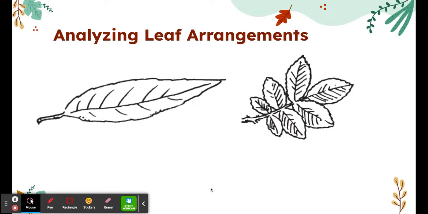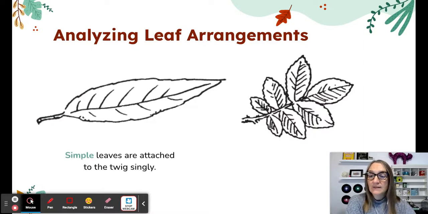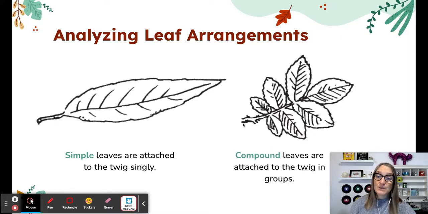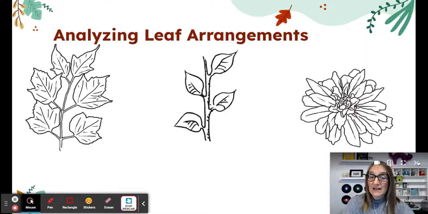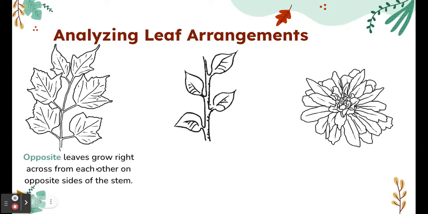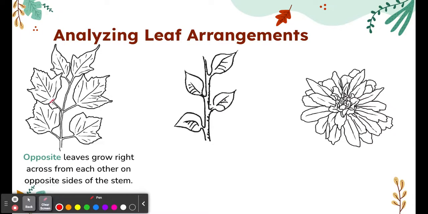Now let's look at how the leaves grow on the tree. Simple leaves are attached to the twig, pardon me, singly, so one leaf at a time. Compound leaves are attached to the twig in groups. So this here is the twig, and here's the petiole joining this group of 7 leaves to the twig. Different kinds of leaf arrangements are opposite leaves. So opposite leaves grow right across from each other on opposite sides of the stem. So they are kind of attaching at the same exact point, but they are opposite to each other.